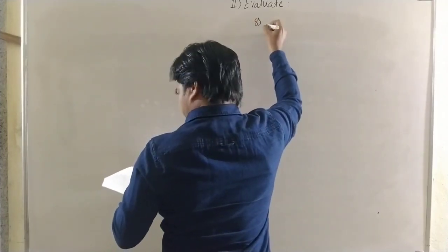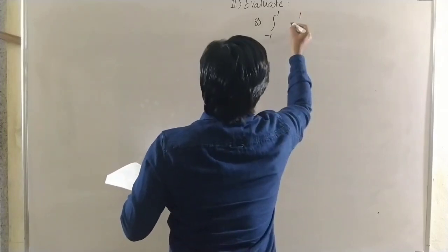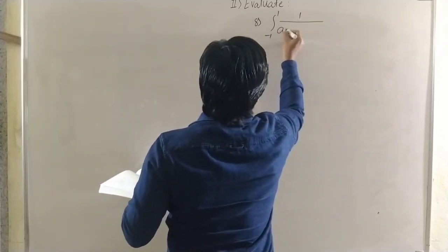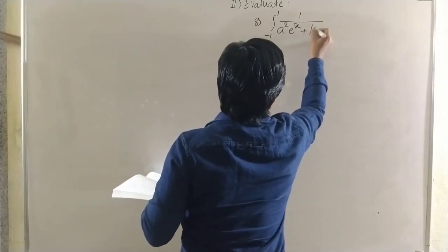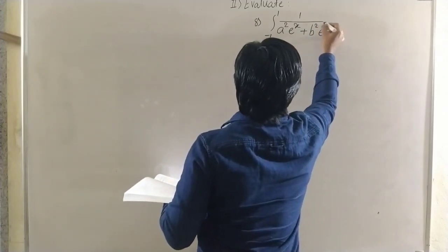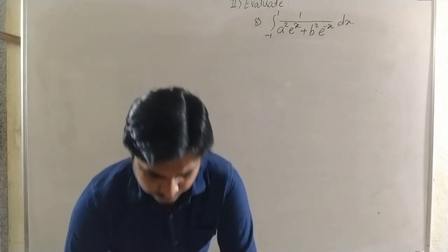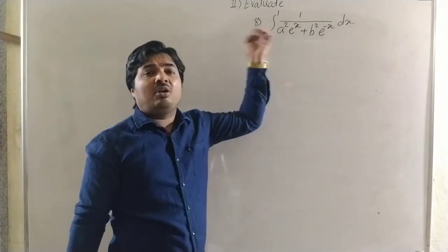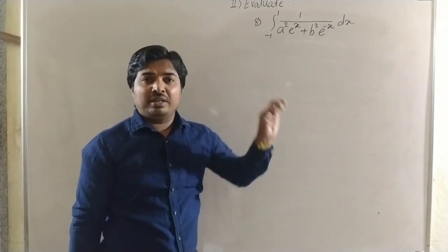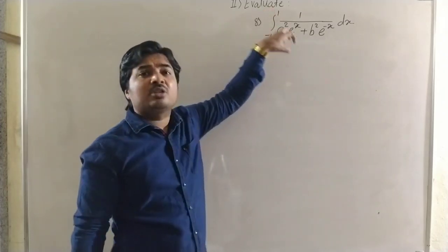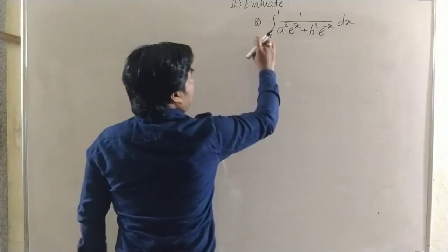Example number 8, integral minus 1 to 1 upon a square into e to the power x plus b square into e to the power minus x. Okay. In the definite integral, all examples of the integrals we can already solve in the indefinite integrals. Okay, this example is also solved in indefinite integral. Okay, here it is a limits.